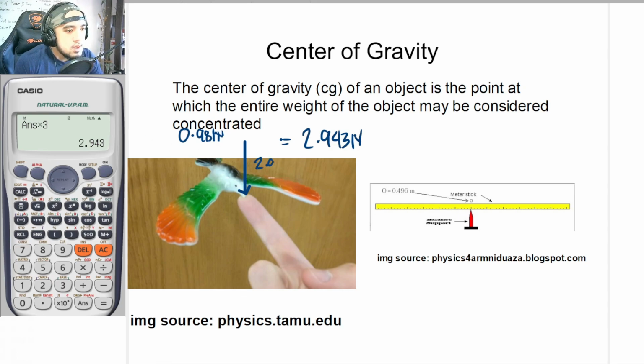So 2.943 newtons. And in this stick, I am pretty sure that you have already discussed this in your laboratory classes, wherein you have balanced a stick. If this stick is balanced in this particular location, it means that its center of gravity is located here. And thus, the entirety of the weight of the stick is concentrated at this particular point. That is why this meter stick is balanced here.